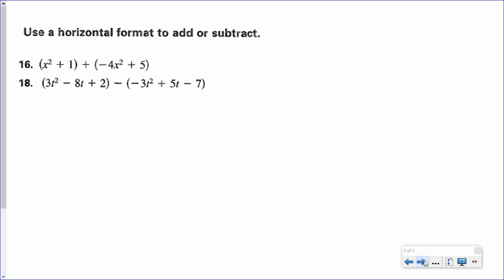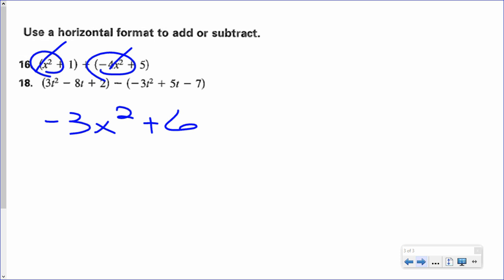The next set of directions says use a horizontal format. I really don't care what you do, just get the right answer. Again, check to see if it's a plus sign or a minus sign in between them. If it's a plus sign, just start putting things together. The highest degree is 1x squared with minus 4x squared to get minus 3x squared. And 1 together with 5 would give you 6.